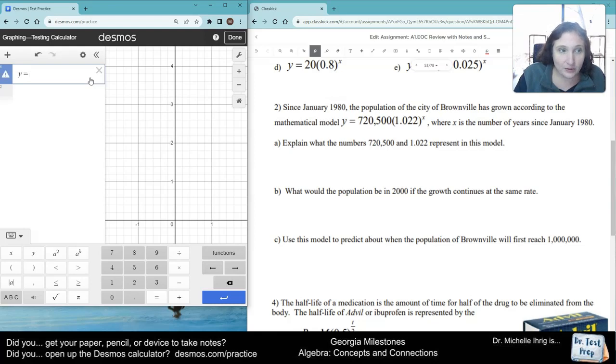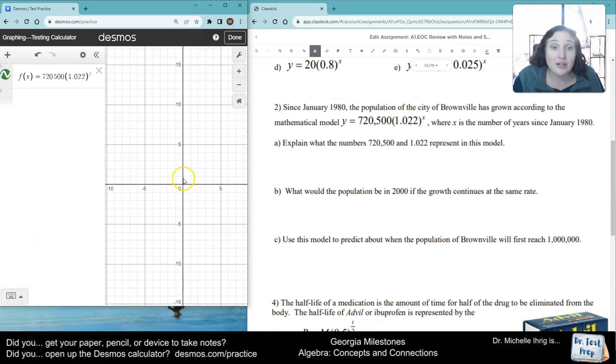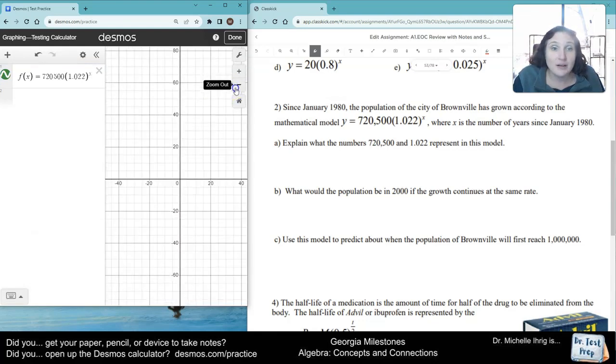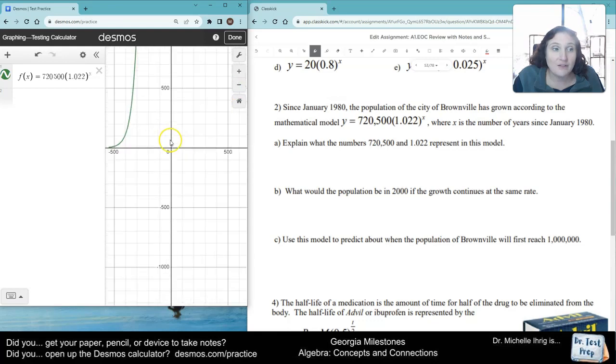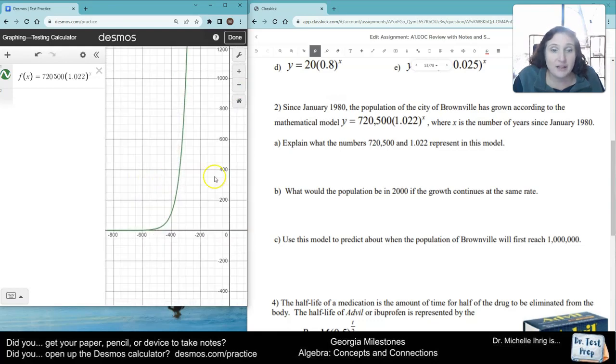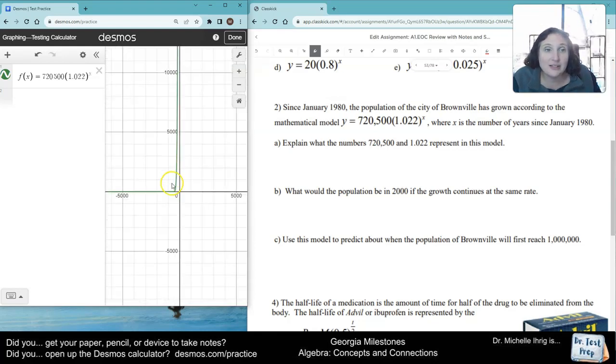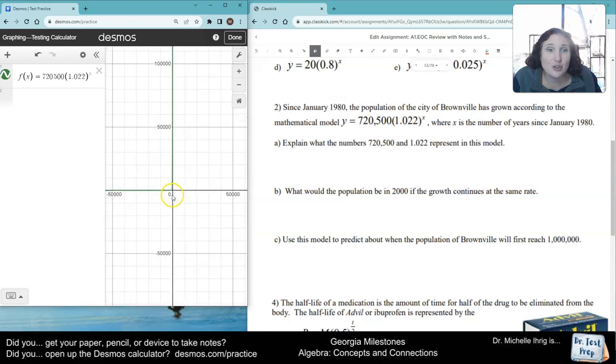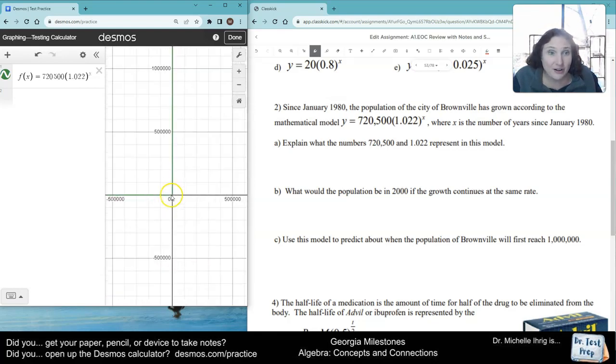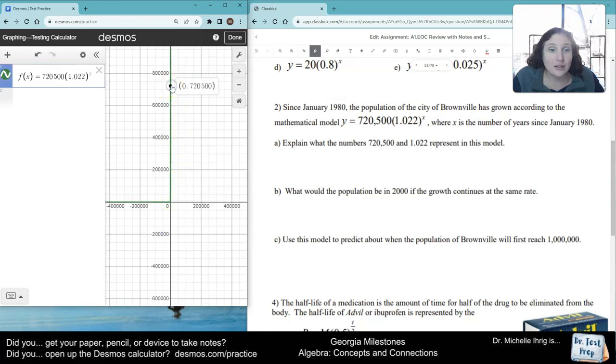So I've got y equals, or we like to write f of x as a function, 720,500 times parentheses 1.022, and what I pulled out to show you is this AB button, which allows you to put in the x. Now clearly I can't see the graph, so you're going to really have to keep scrolling. You're going to have to scroll forever and ever because this graph is in the millions. But there, that's what we're looking at, okay? We can see it goes up, and at 720,500 is where it'll finally cross over right there.